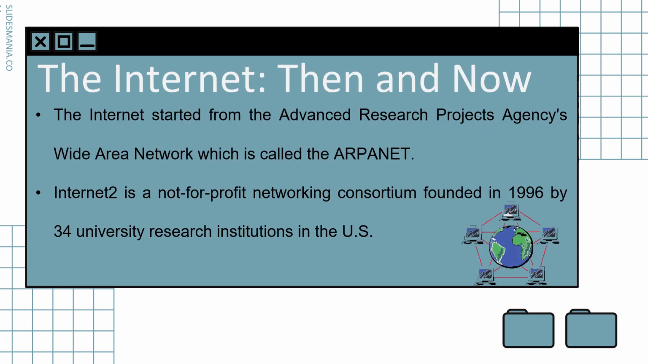So this is the history of the internet. The internet started from the Advanced Research Projects Agency's Wide Area Network, which is called ARPANET. The ARPANET was established by the US Department of Defense in 1960.